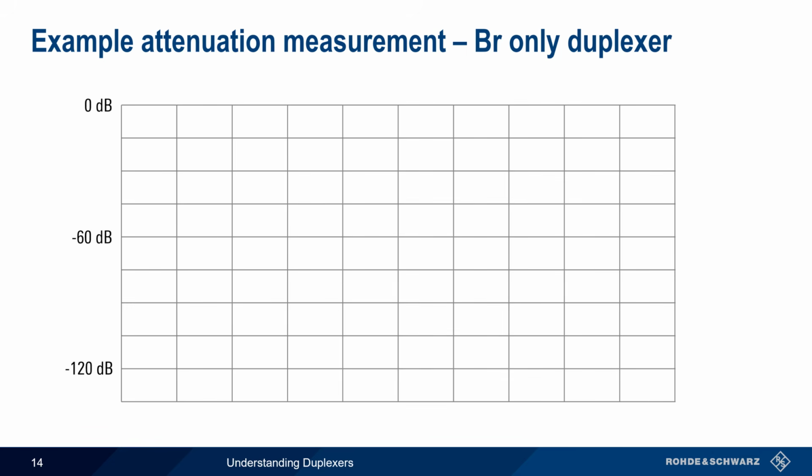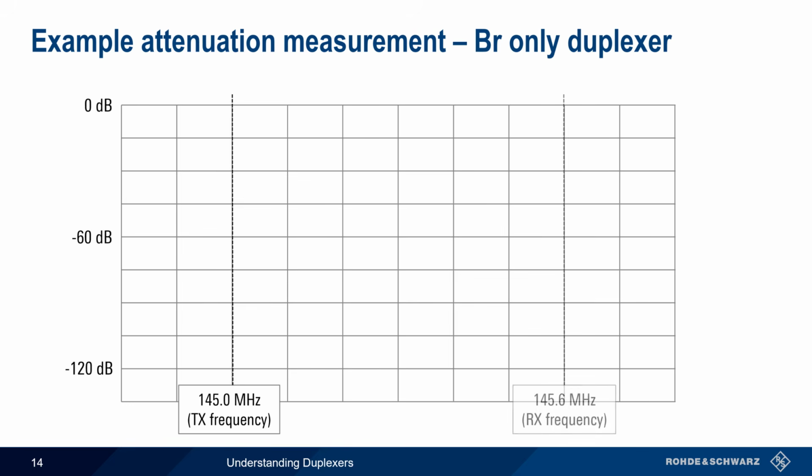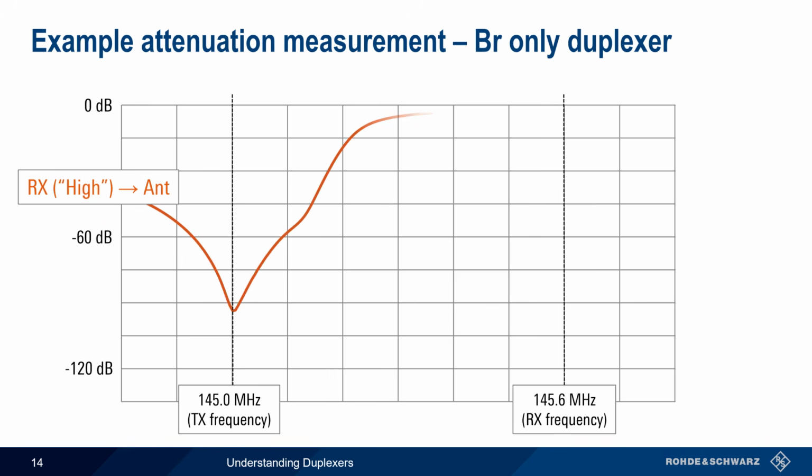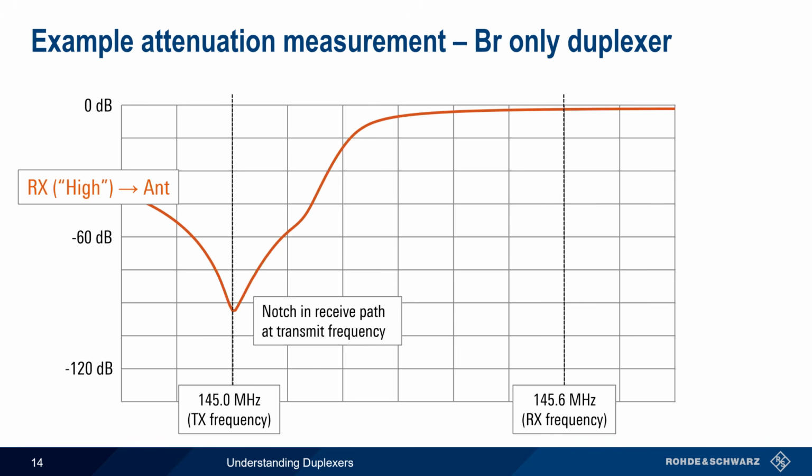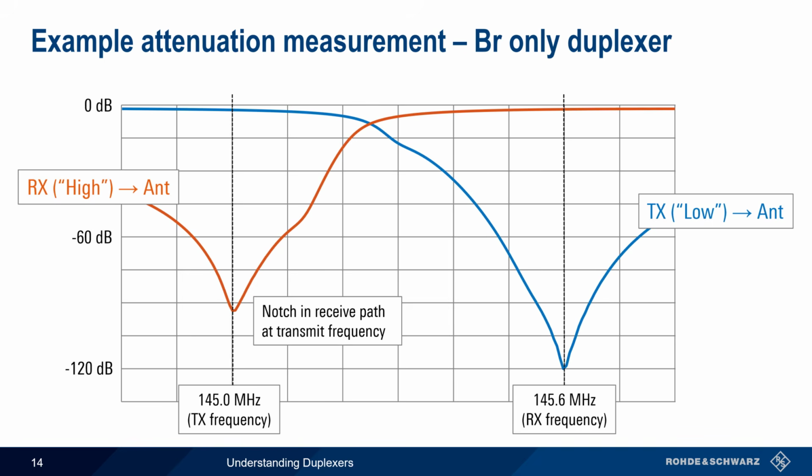Let's look at an attenuation measurement on a band reject-only duplexer. This duplexer has transmit on the low port at 145 MHz and receive on the high port at 145.6 MHz. If we measure attenuation between the RX port and the antenna, we see a large notch at the transmit frequency. Recall that this helps prevent desense of the receiver. Similarly, if we measure between the transmit port and the antenna, we see a notch at the receive frequency.